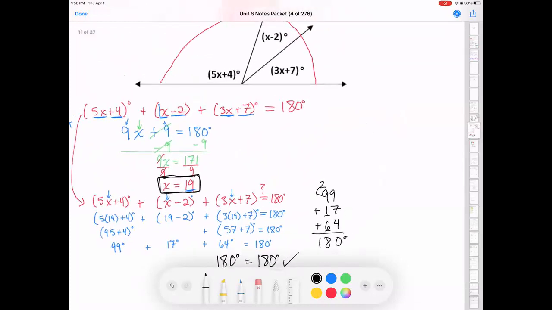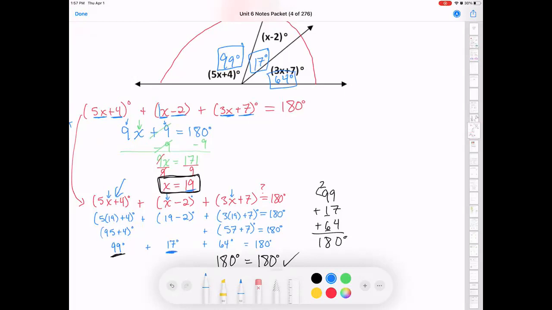And then just visually, we have found our values. Again, the 5x plus 4 was 99 degrees that we found earlier. Here, we'll change up colors so we can see that a little bit better. We'll do blue. So this 5x plus 4, when we plugged it in, we ended up with that 99 degrees with that x value of 19. The x minus 2 we saw was 17 degrees. And finally, the last one, 3x plus 7, came out to be 64 degrees. So that's what we mean by find each and every angle measure, okay? So we need that part as well.